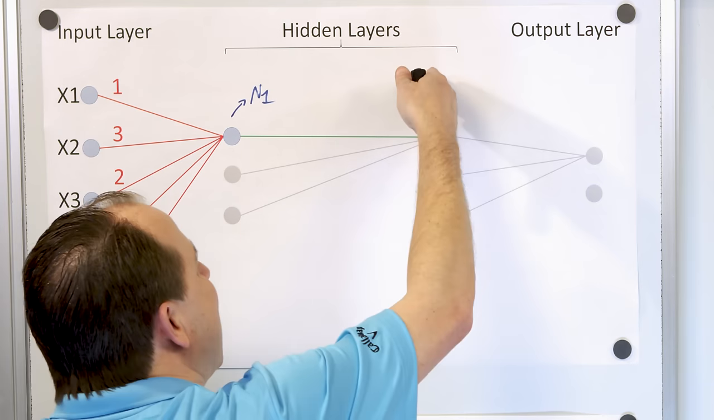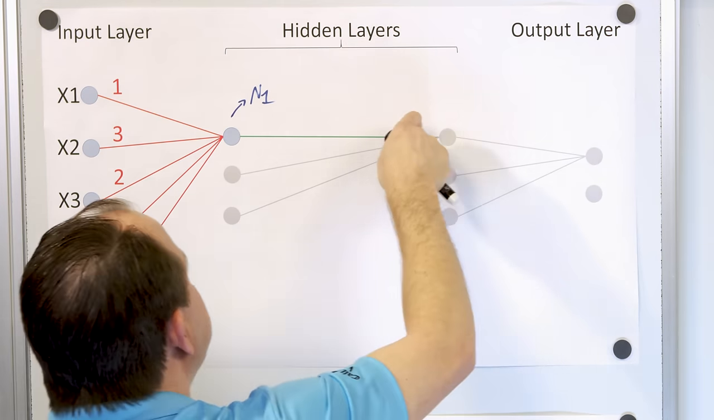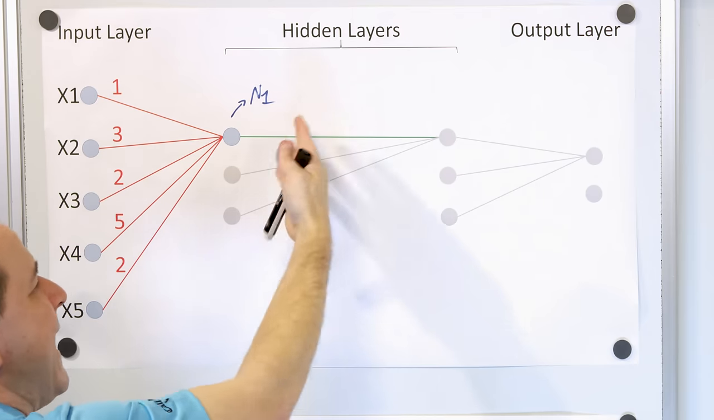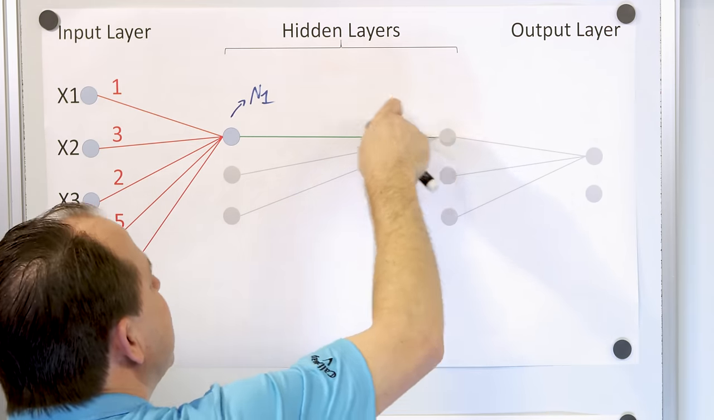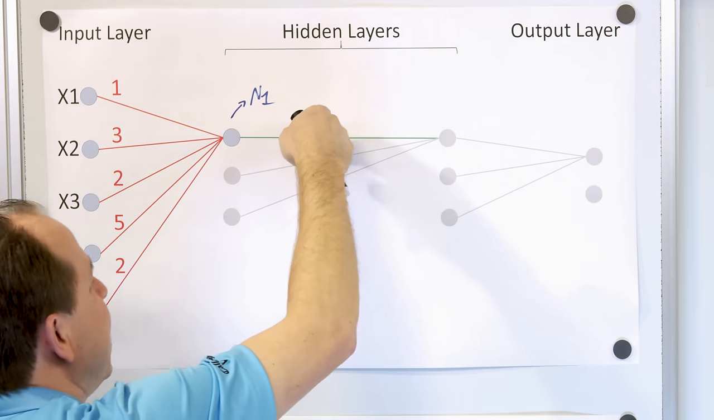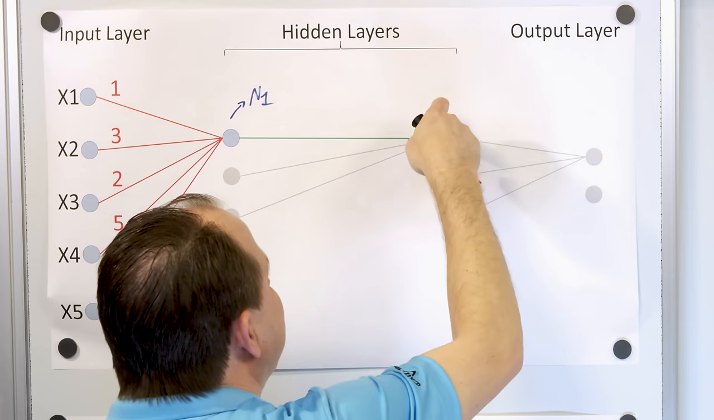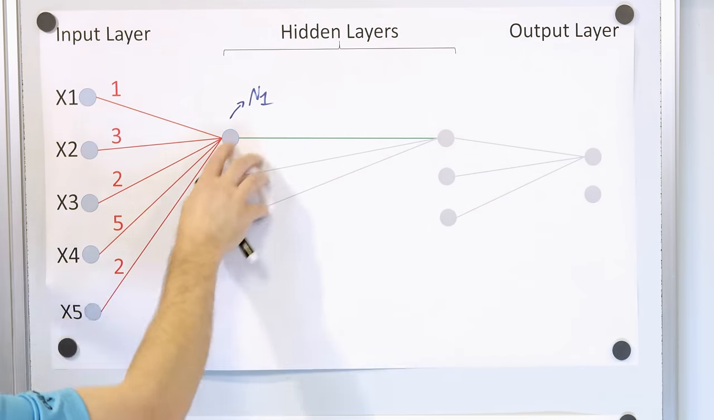Then to calculate these neurons, you have to do it again. This neuron depends on these with different weights that I haven't written down here. So this is going to be this value, whatever it was calculated to be, times some weight. This times some weight. This times some weight. Then you add a bias. That value gets stored right here, right?